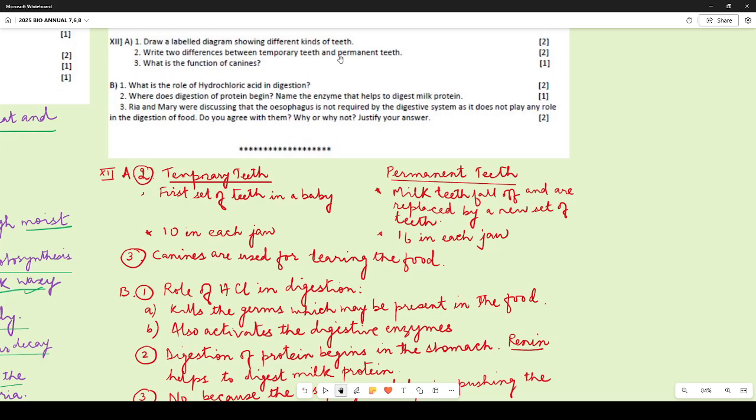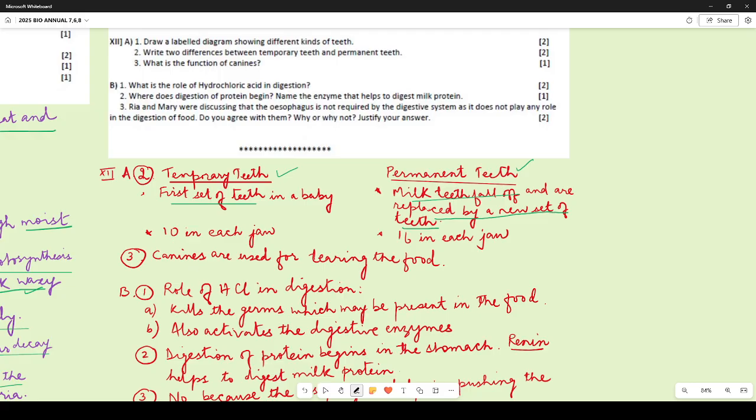Write two differences between temporary teeth and permanent teeth. So temporary teeth is the first set of teeth in a baby. The first teeth that come in a child or a baby are the temporary teeth. It falls off, that is why it is called temporary teeth or milk teeth. Now permanent teeth, when the milk teeth fall off, they are replaced by a new set of teeth, which are the permanent teeth. Now they will remain forever, they do not fall off then.